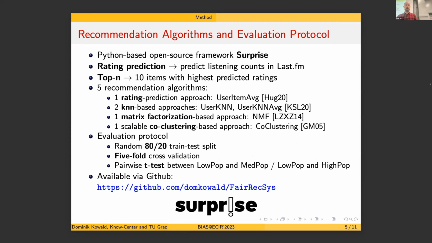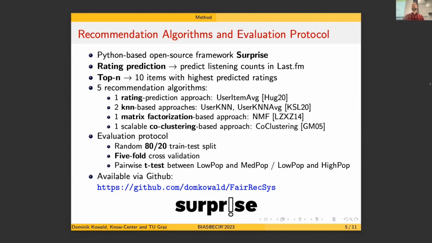So now how we have calculated recommendations and how we have evaluated them. We used the Surprise framework, which is a recommendation framework implemented in Python. We did rating prediction in case of Last.fm by predicting the listening counts of a user for a given artist, because we don't have explicit ratings there. And we calculated the top N recommendations in this case by predicting the top 10 items with the highest predicted ratings.